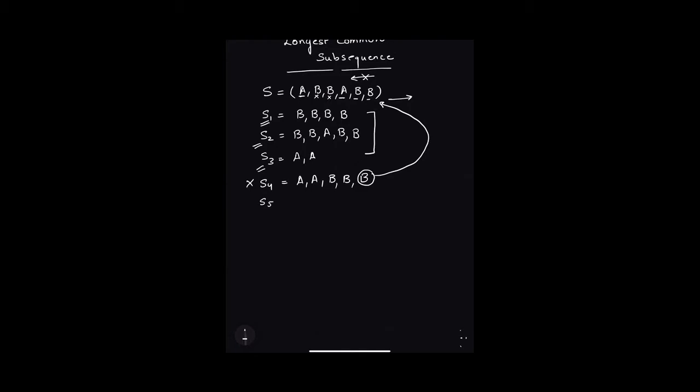Similarly, if I take one more string as B, A, B, A, then you can see that I have skipped this A and got a B. Then I skipped this B, then got an A. Then I'm getting a B, and I've skipped this B and I'm not getting another A. So I can say that this is also not a subsequence of S.